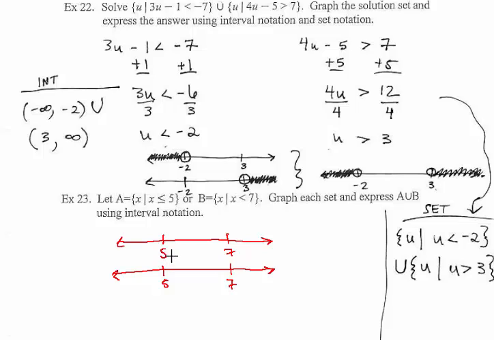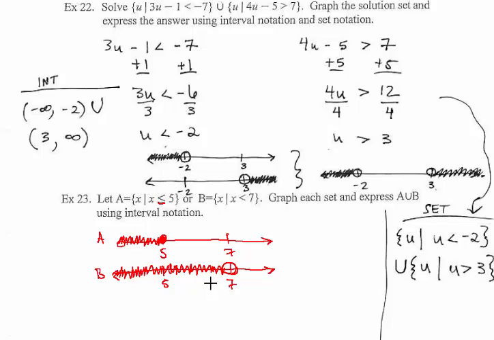Okay, I'll put A on the top and I'll put B on the bottom, and so A is 5 solid dot because we have the equal to bar, and we want numbers less than 5, so we shade to the left. For B, we want numbers that are less than 7, so we shade to the left of 7 on the bottom number line, and then we have no equal to bar there, so 7 receives an open dot.